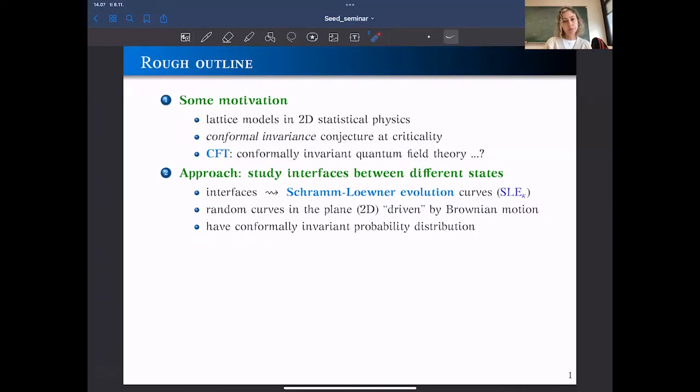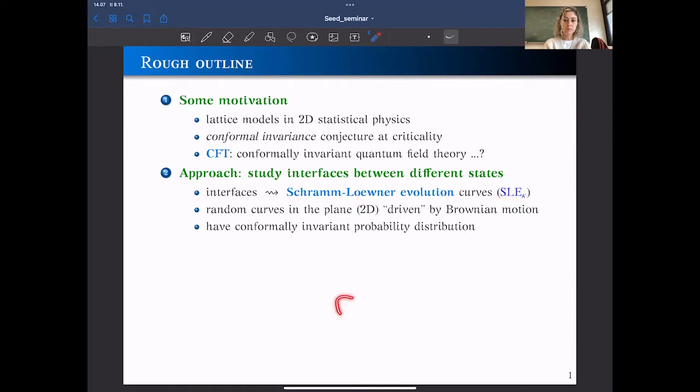One way to do that is to look at geometrical properties in these models. I will show you some pictures very soon. We can look at interfaces between different states of the particles, and these are random curves that we call SLE curves. The name SLE comes from Schramm-Loewner evolution.